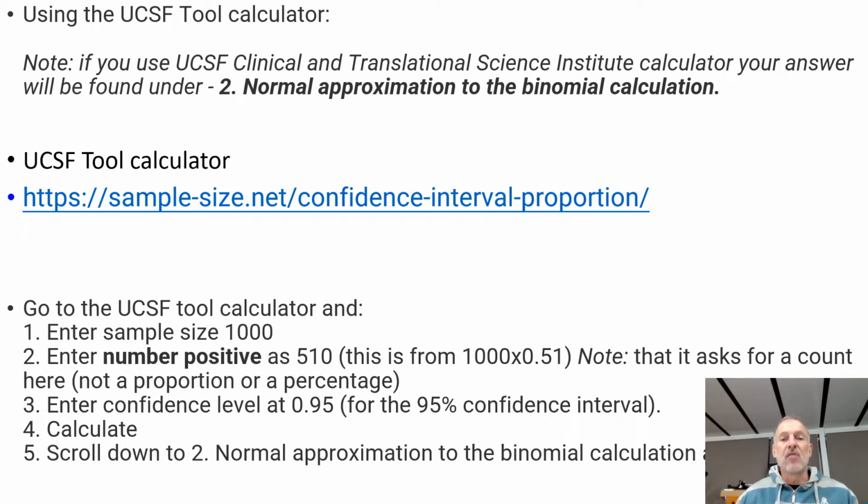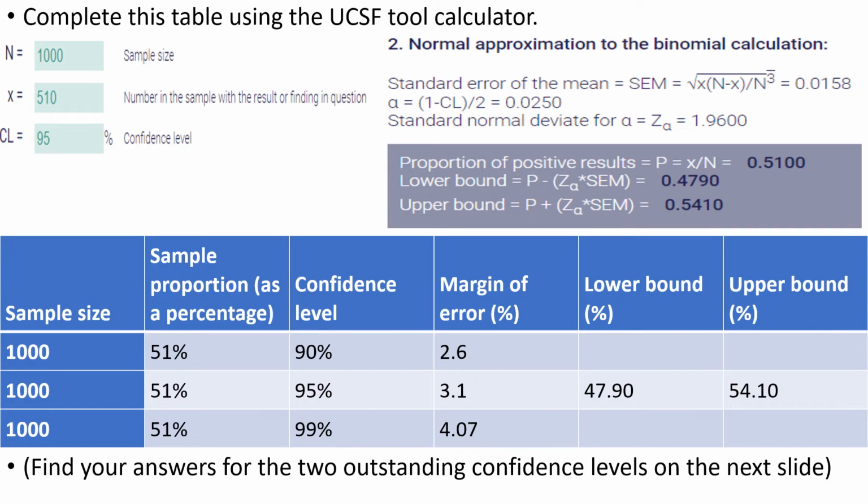Enter a confidence level at 0.95 for the 95% confidence interval, and then calculate it. Press calculate. And then scroll down to 2, your normal approximation to the binomial calculation, and submit. People, this is what you would have found. In other words, you would have found something like here on top, the sample size and the number in the sample with the result of finding in question 510 and then a 95% confidence interval.